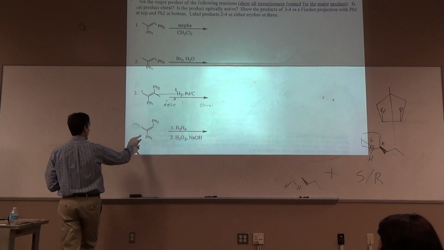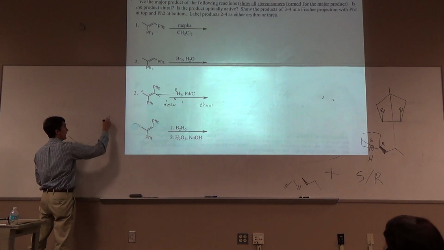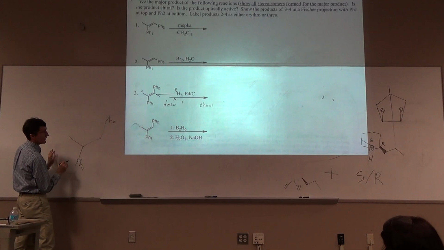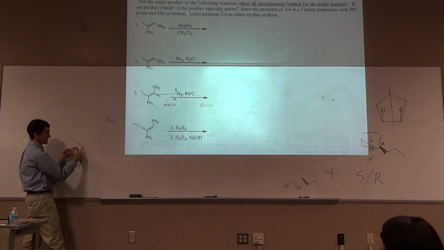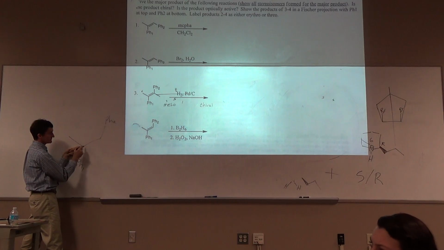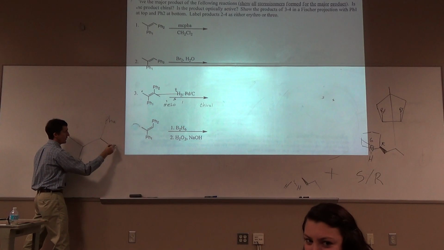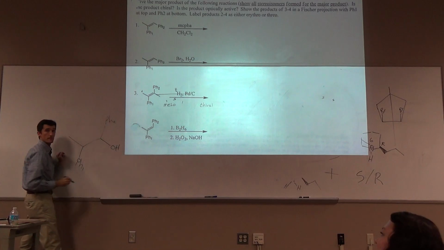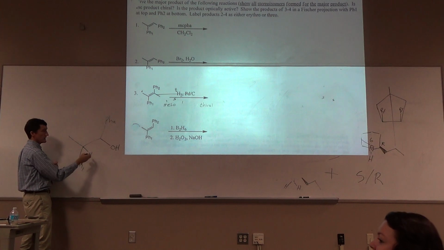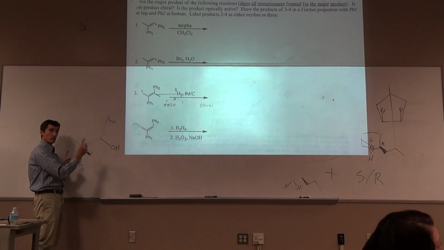So if we draw this product with no stereochemistry, what will we have now on this carbon? Hydrogen. A hydrogen, what will we have here? OH. Okay, there's a new H there. So we're adding water across the double bond. Anti-Markovnikov.